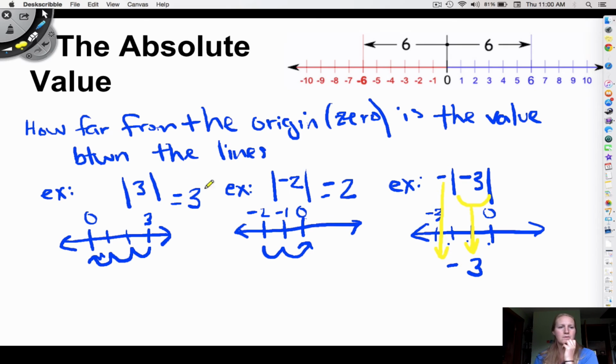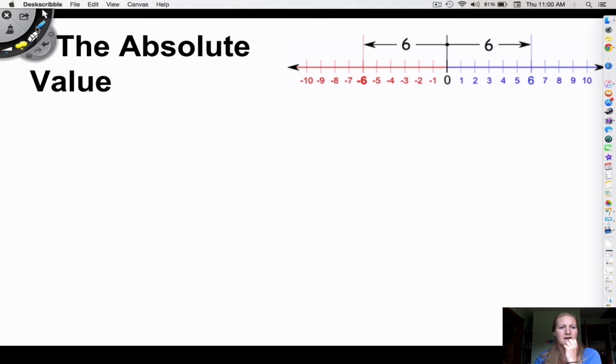Let's look at the third use of the absolute value. Sorry. I wonder, can I just click? Oops, no, I can't.